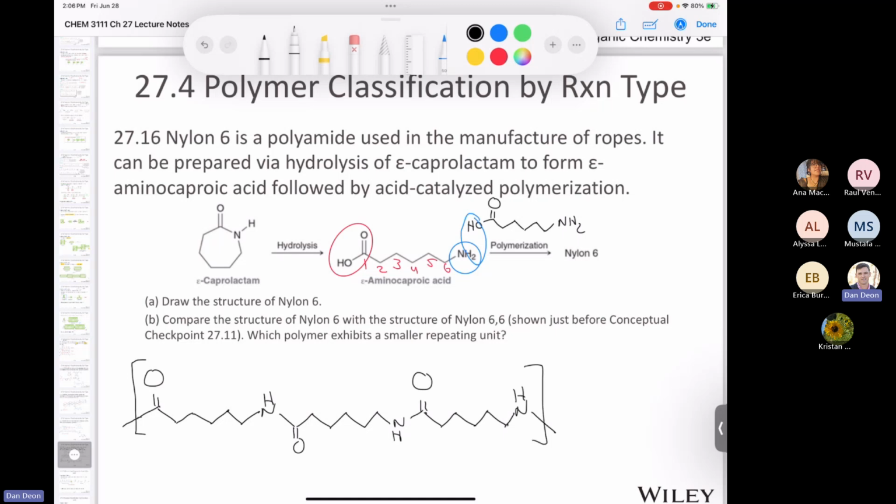Okay, so I drew it way too long. You don't have to draw all this. The repeating unit is just this part here. So you see the repeating unit only involves a total of 1, 2, 3, 4, 5, 6, 7 atoms in the main chain of the repeating unit.